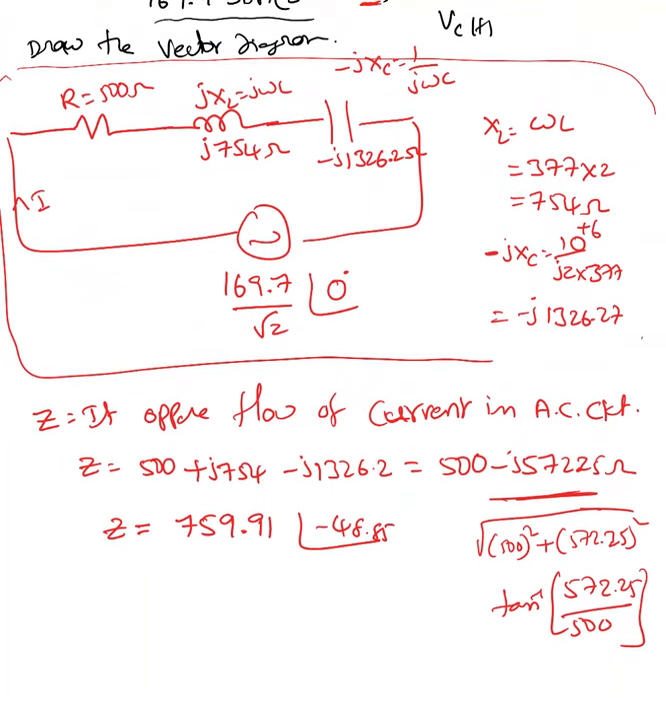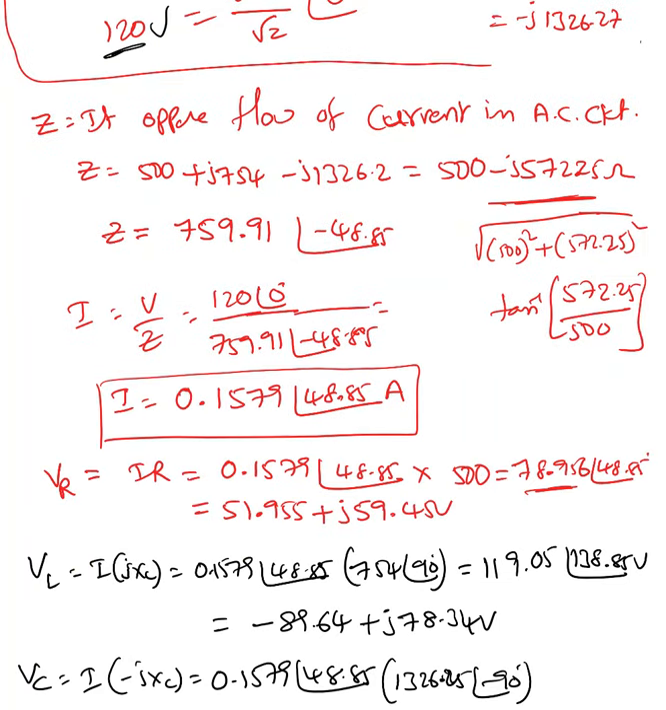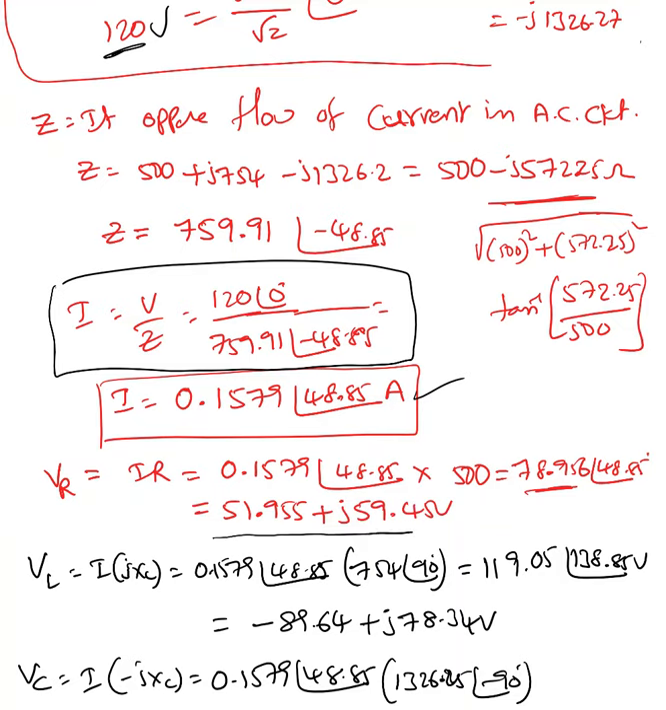One more thing you need to remember: once I move into the frequency domain, I always use capital letters. Now I equals V over Z. V, this 169.7 over square root 2, must be 120 volts. So 120 at an angle of 0 divided by 759.91 at an angle of minus 48.85. Here I found I equals V over Z, which is 0.1579 at an angle of 48.85, and the voltage drop across the resistor is 78.95 at an angle of 48.85.